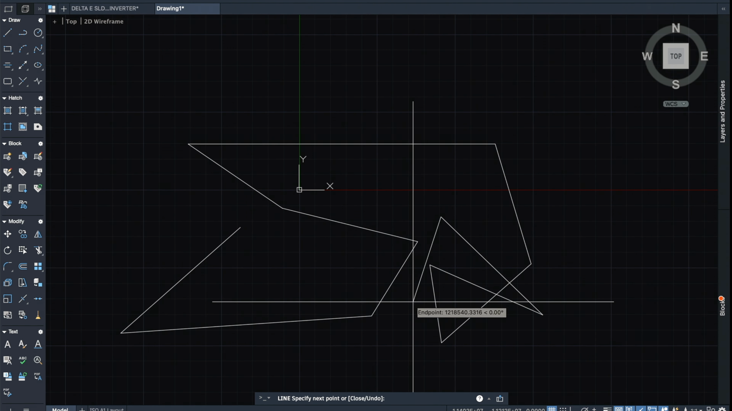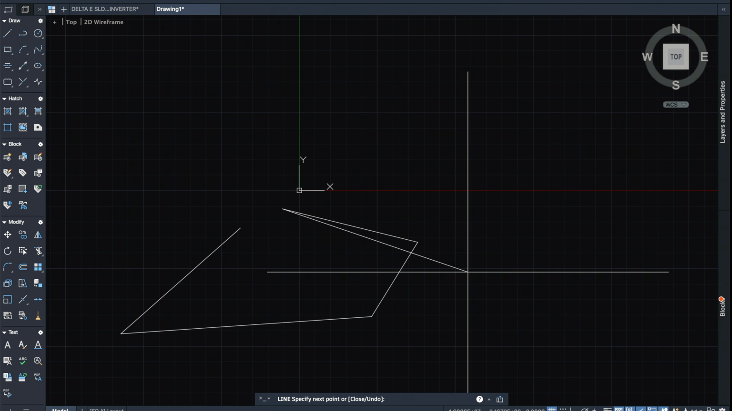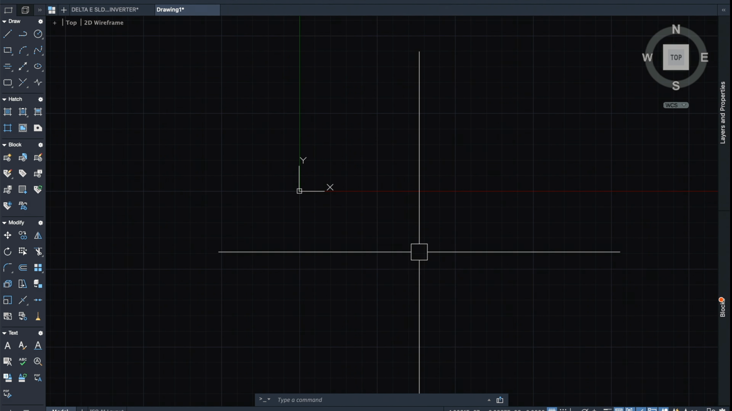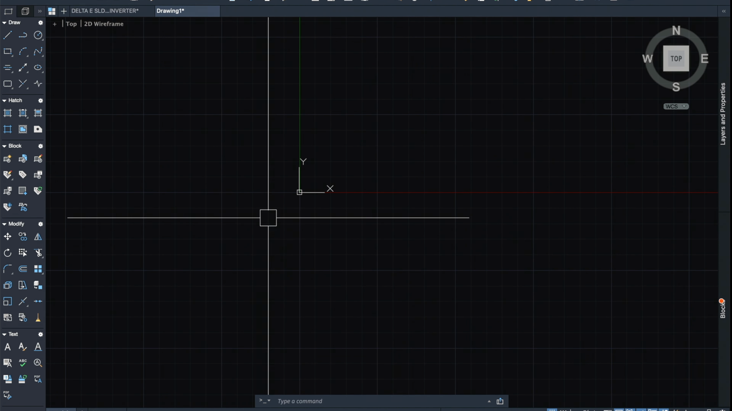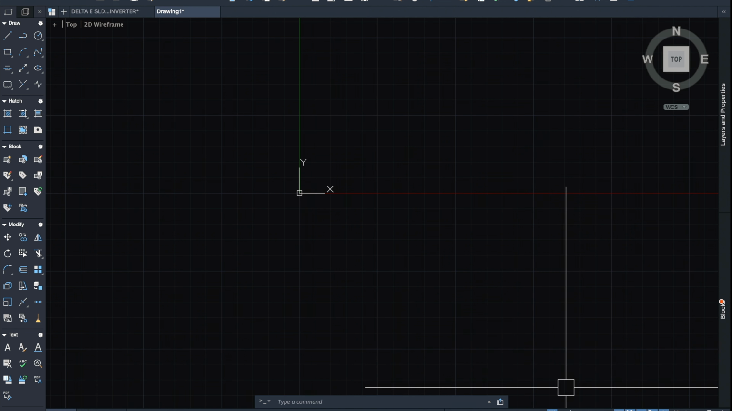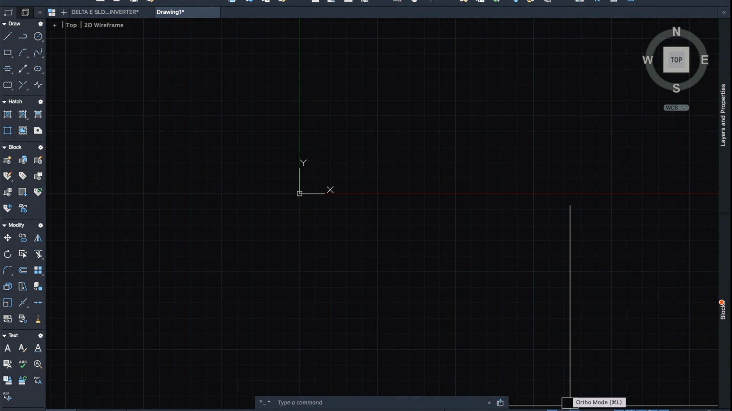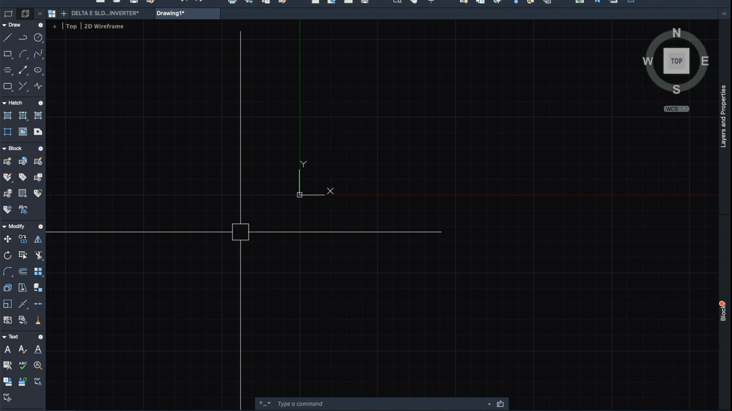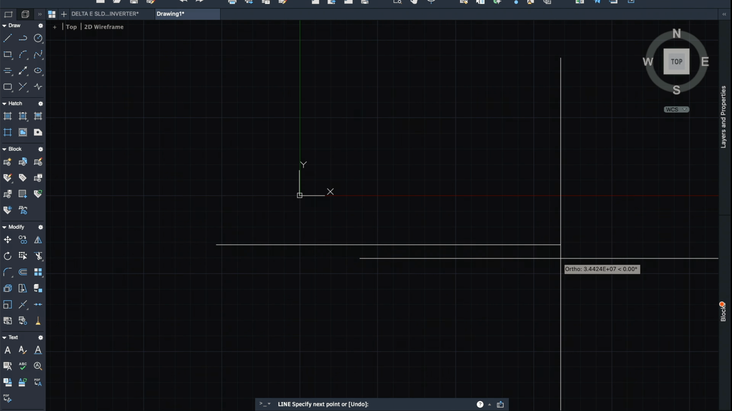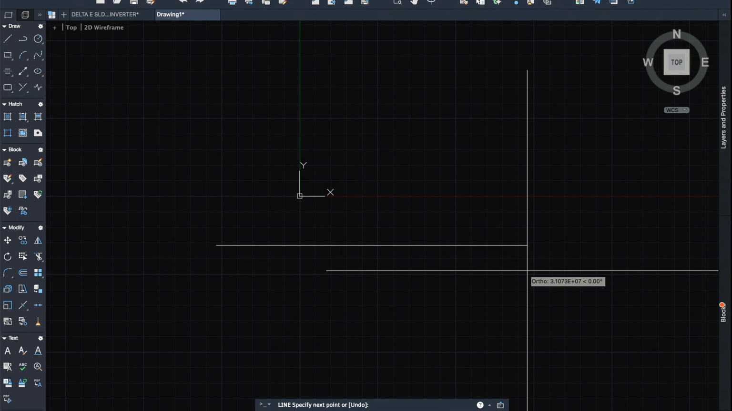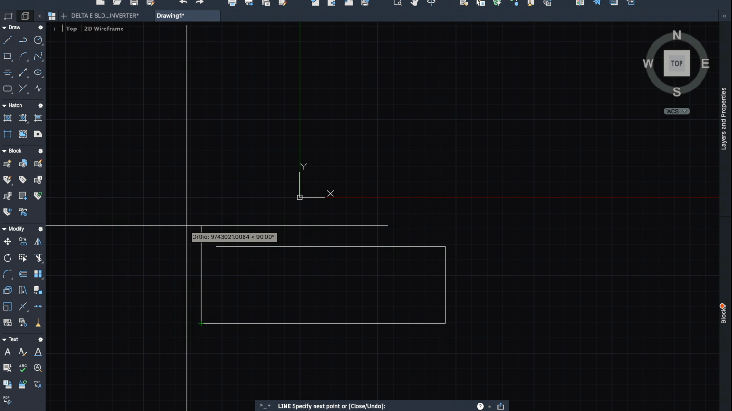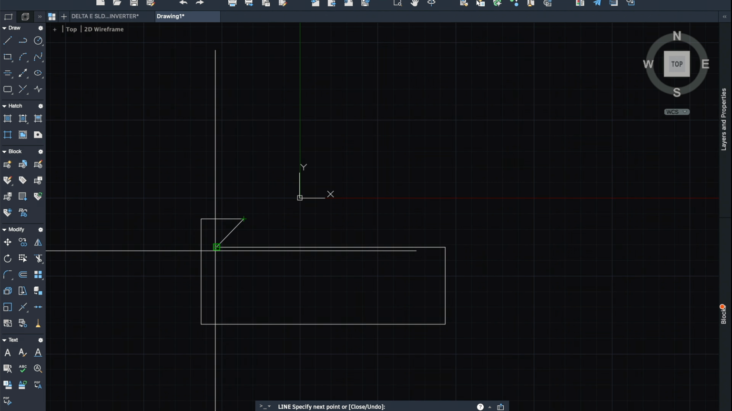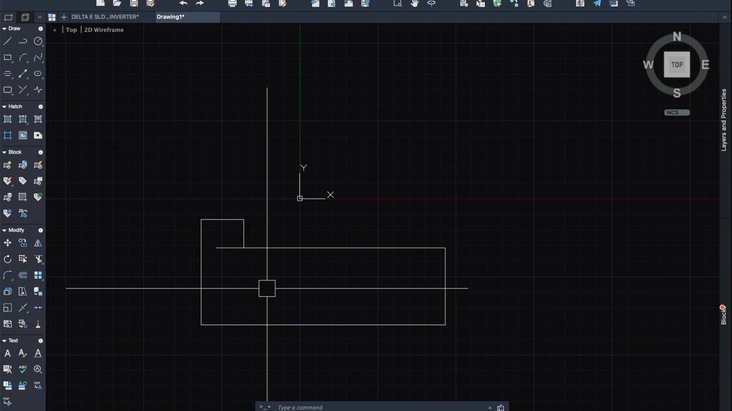To draw straight lines in AutoCAD, you have to turn on the ortho mode. Ortho mode, as you can see here at the bottom, here it is. You can click here. If I press L enter, now you can see my lines are straight. Here I can draw straight lines.